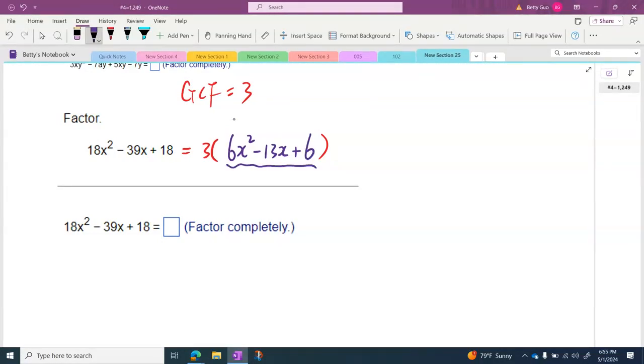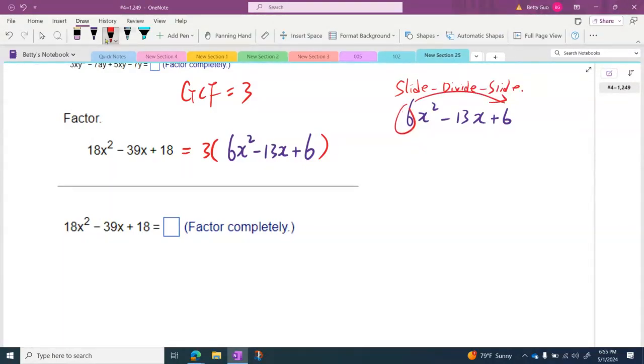You know what? This trinomial is on my class worksheet, and we did this problem at least twice in class. So let's continue to factor the trinomial in the parentheses. We are going to use the slide-divide-slide method. Slide: create a new x squared minus 13x plus 36.